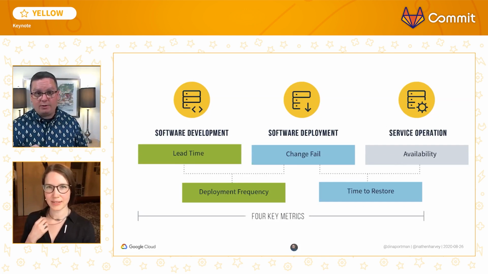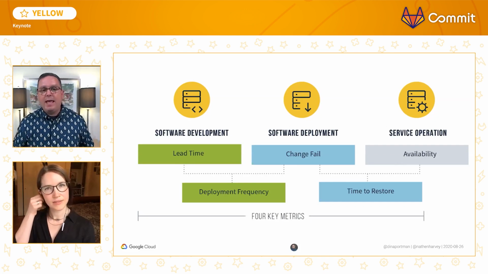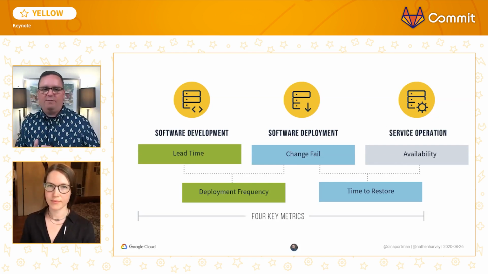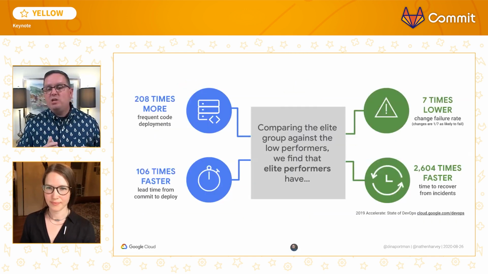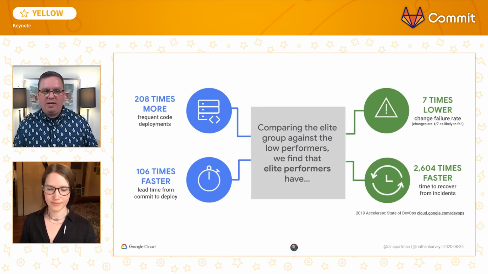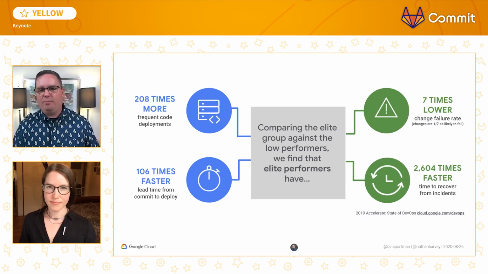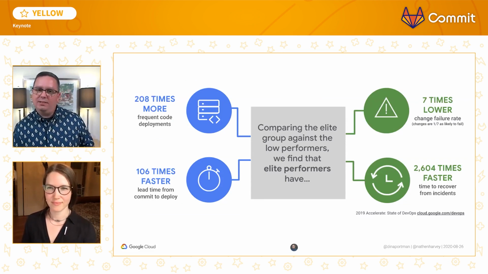One of the really interesting things that DORA has uncovered, they've taken this research and been able to break organizations into 4 different tiers: low performers, medium performers, high performers, and elite performers. And it turns out that when comparing the elite performers to the low performers, you get staggering numbers. 208 times more frequent deployments from those elite performers. And they recover from errors or incidents 2,600 times faster.